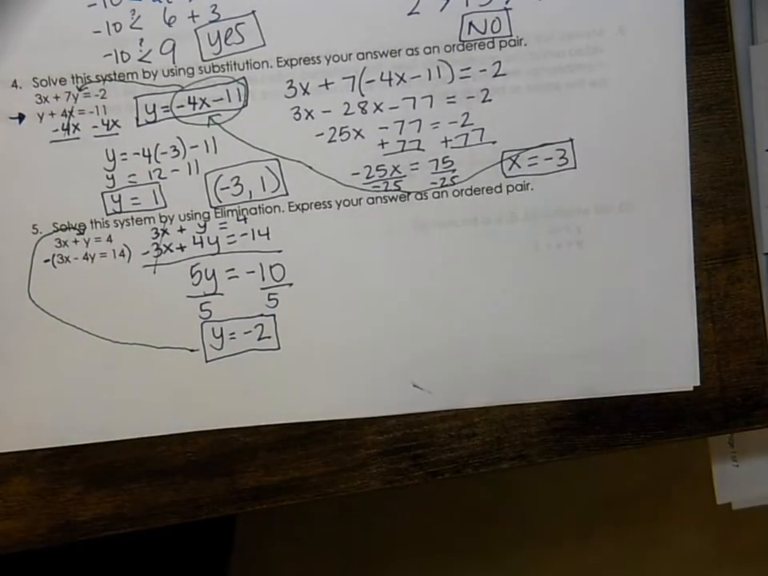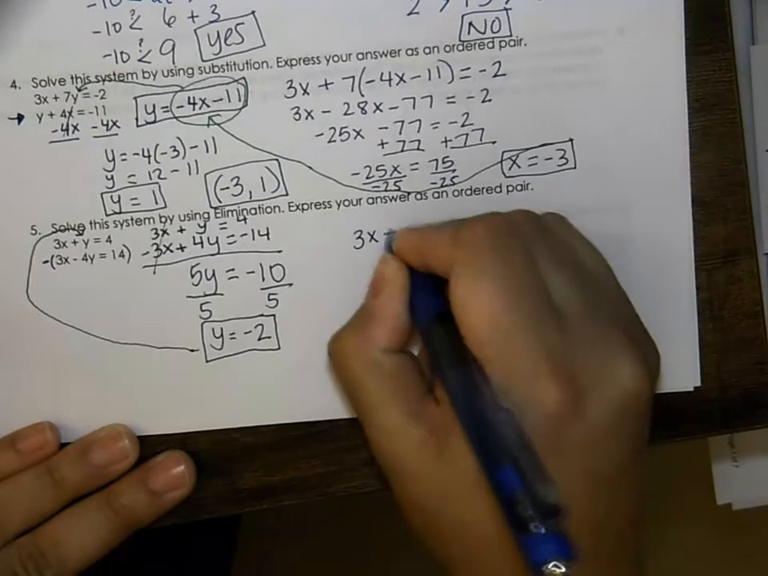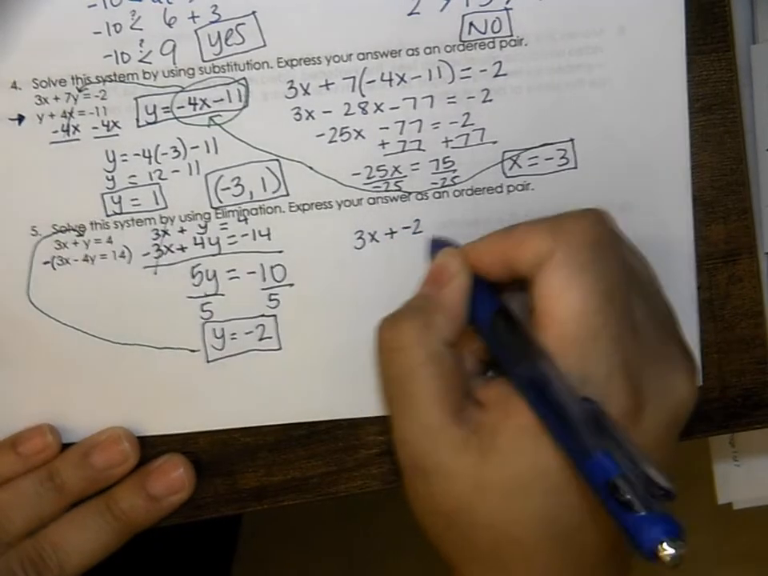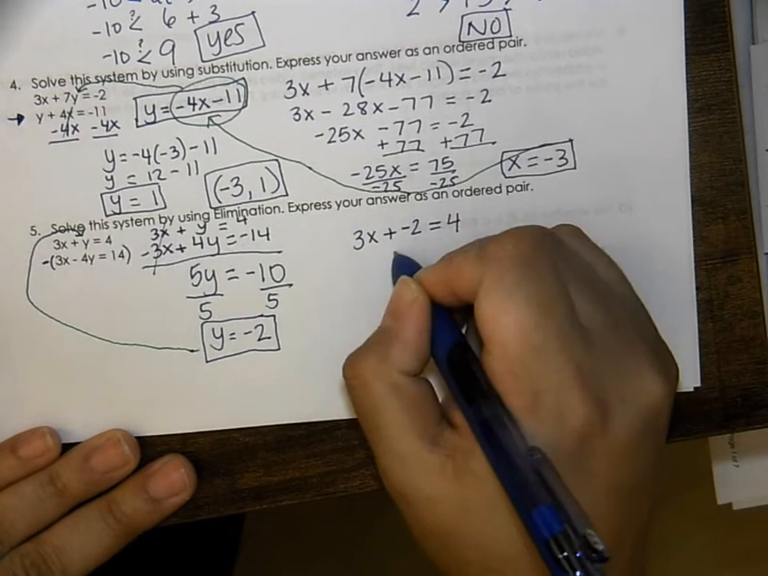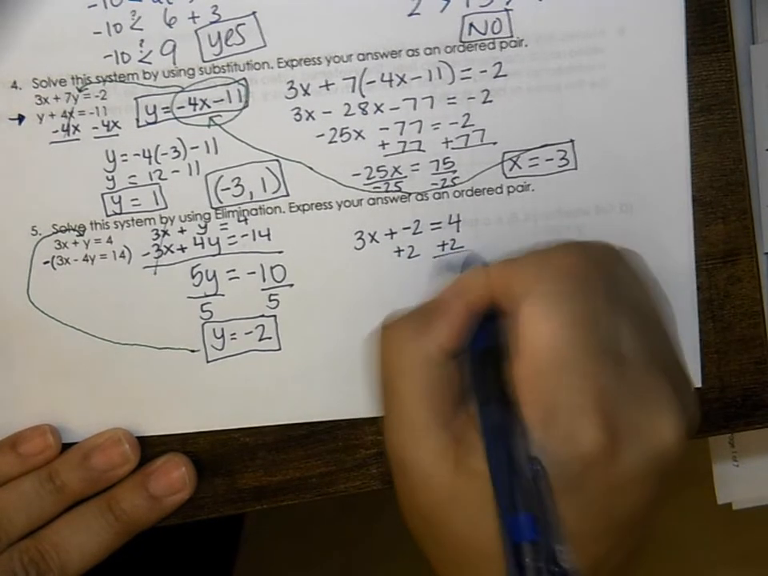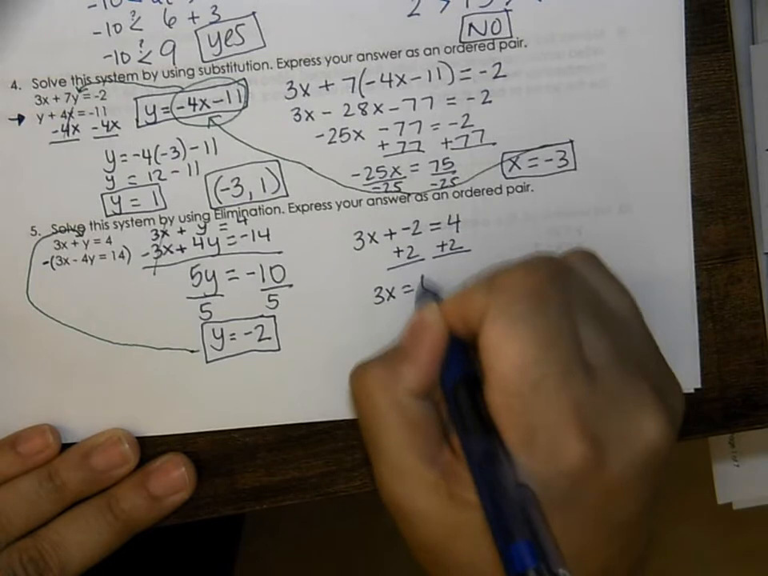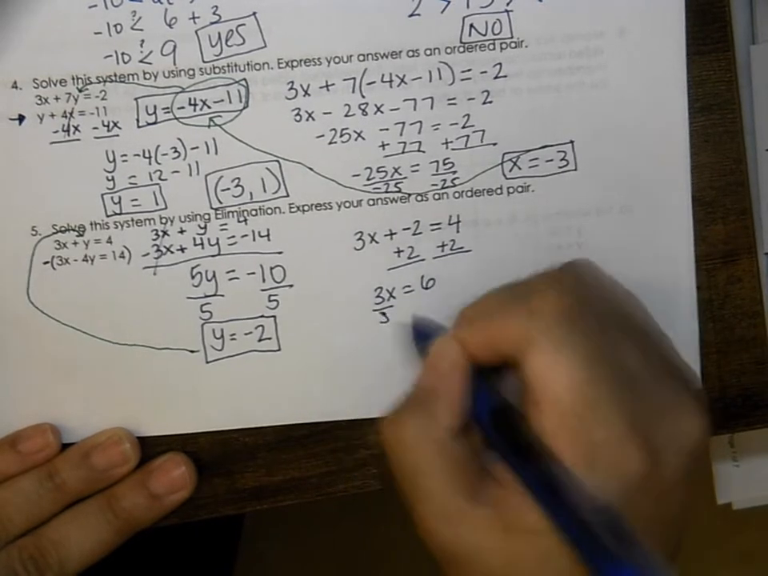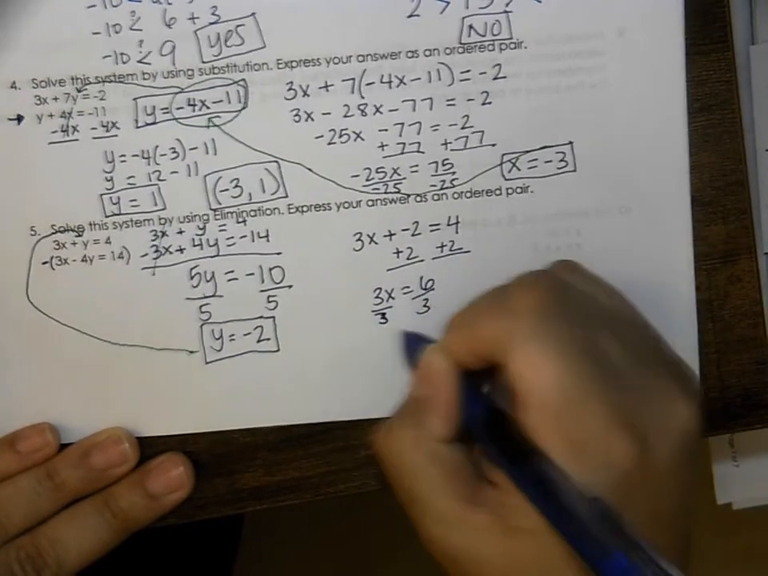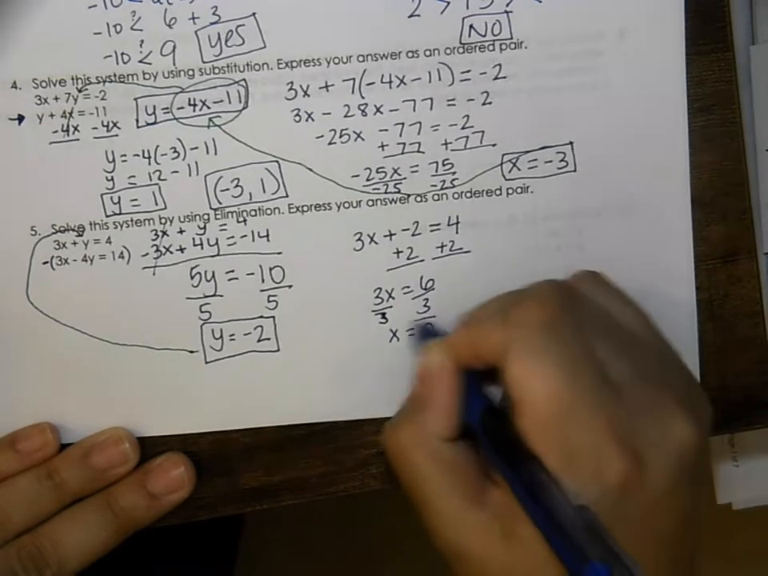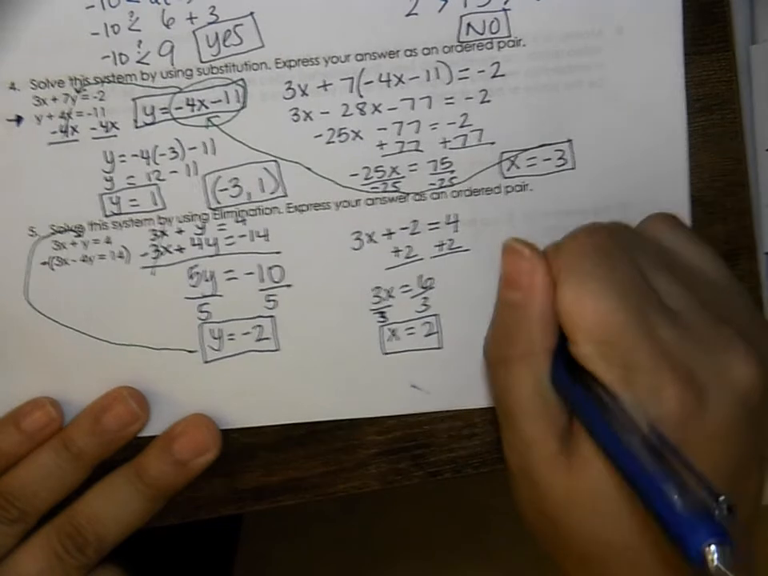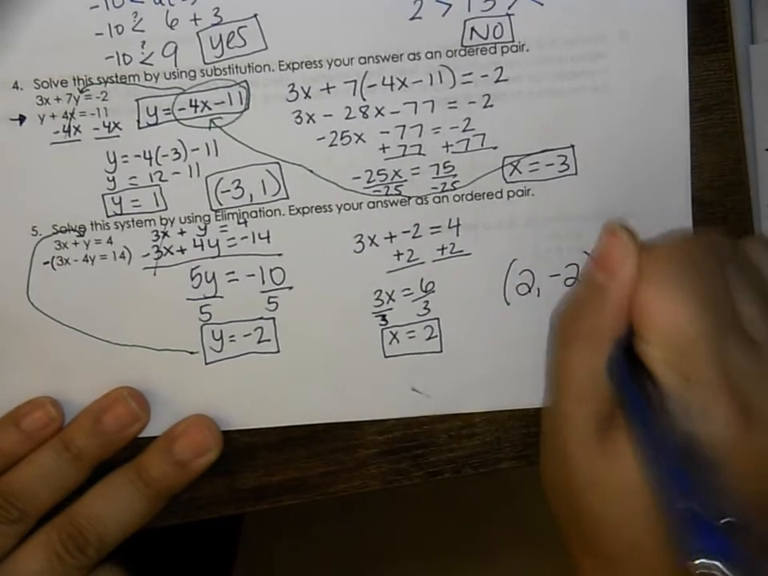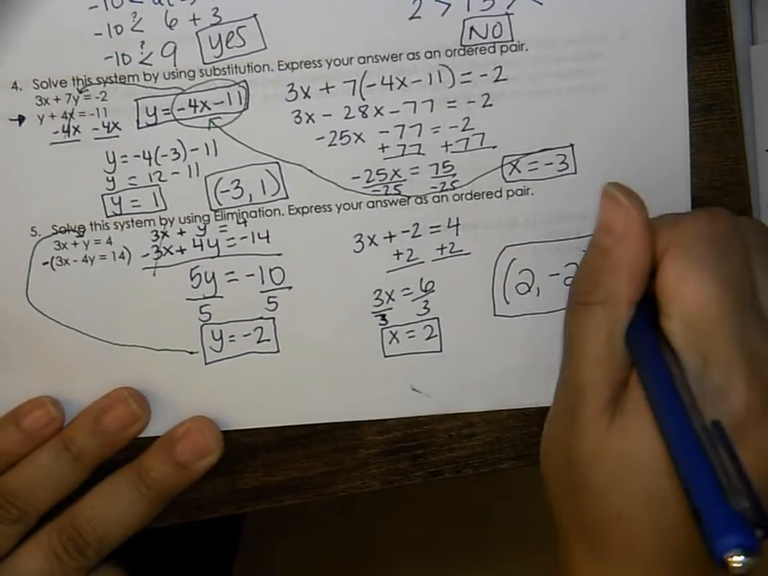So we have 3x plus negative 2. You could have just done minus 2. That's fine too. Equals 4. And so you're solving for x. So we're adding 2. 3x equals 6, and then dividing by 3. And x equals 2. So we found our x, we found our y. I'm going to write it as an ordered pair. And now we have to check it.